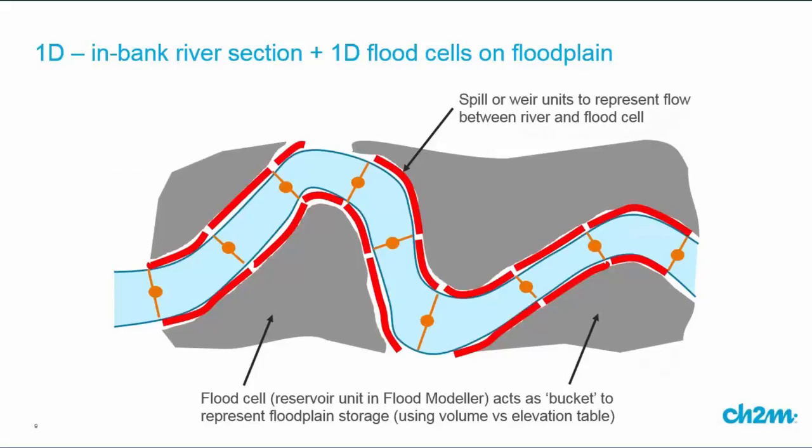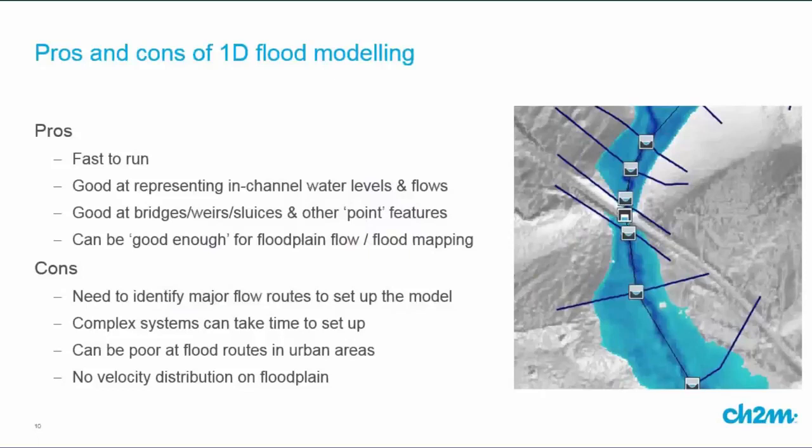Now 1D modelling is fast to run, really fast to run. It's good at representing the in-channel water levels and flows, and it's good at representing a lot of these point features like bridges and sluices and weirs and culvert entrances and trash screens. And for many situations it actually produces good enough estimates of flood extent, or you can calculate depth grids from it as well, to understand floodplain flow and to be used for flood mapping. However, when you have complicated flow routes on the floodplain, it's harder to work with.